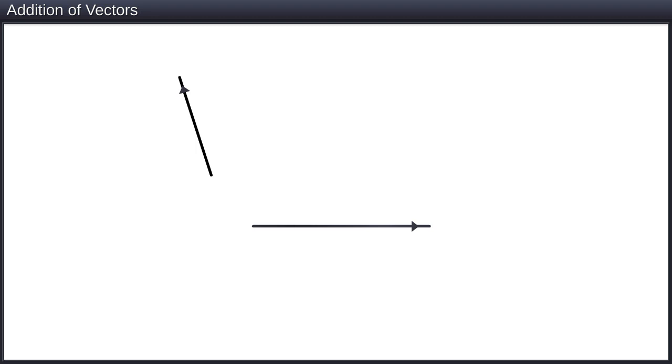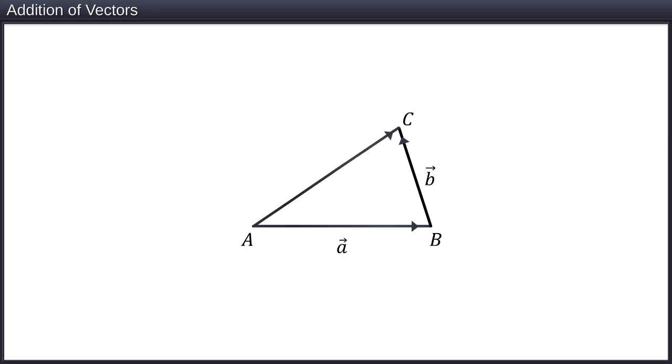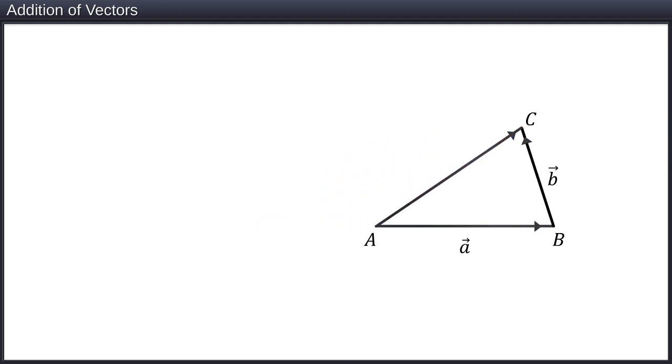Now consider two free vectors, A and B. To add the given vectors, A and B, we shift one of the vectors without changing its magnitude and direction, such that its initial point coincides with the terminal point of the other vector. Let vectors A and B be represented by the vectors AB and BC respectively. By joining A and C, we get triangle ABC. Now, by the triangle law of vector addition, vector AC represents the sum of vector AB and vector BC.